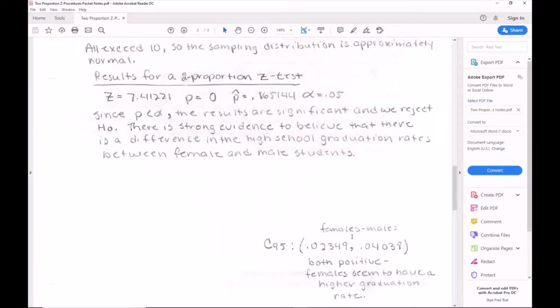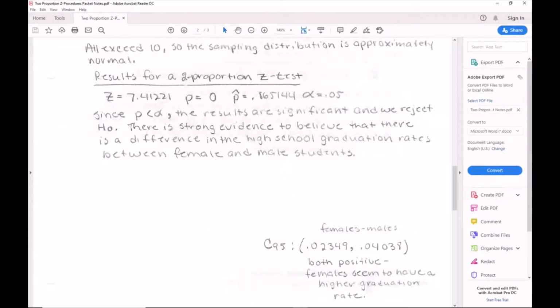And you can just use this as evidence in place of all of this stuff. And that would be great. All you have to say here is since 0 is not in the interval, the results are significant and we reject H0 and so on. You can just continue on with that.